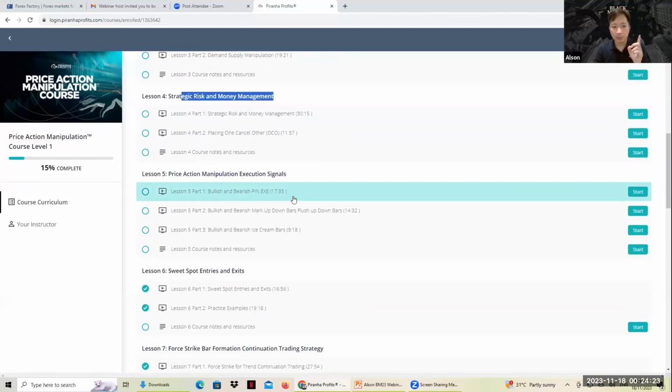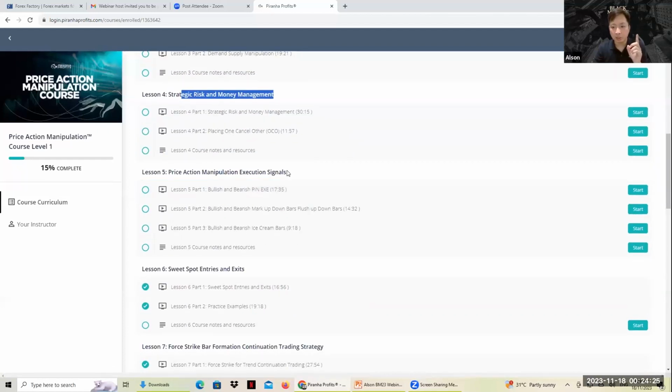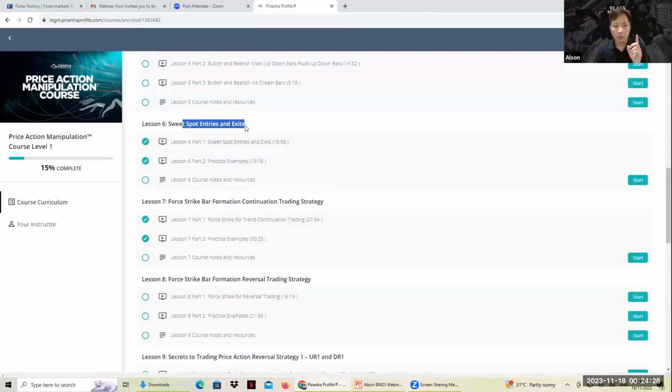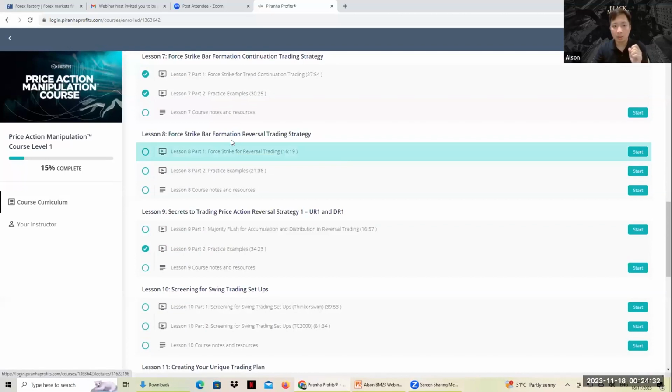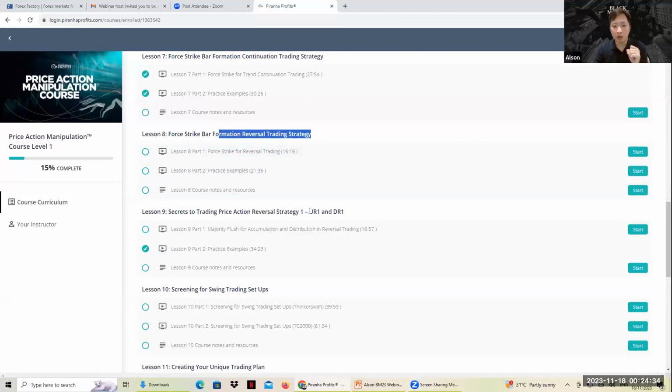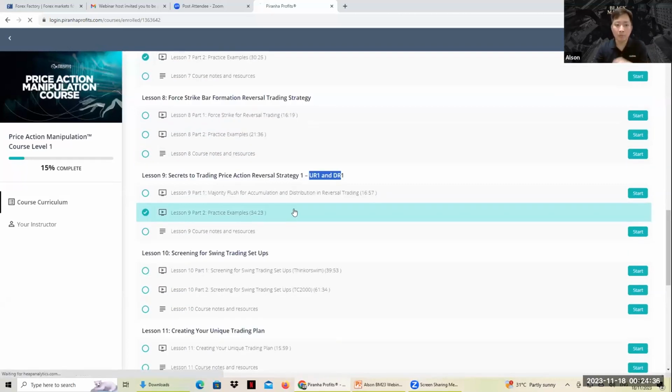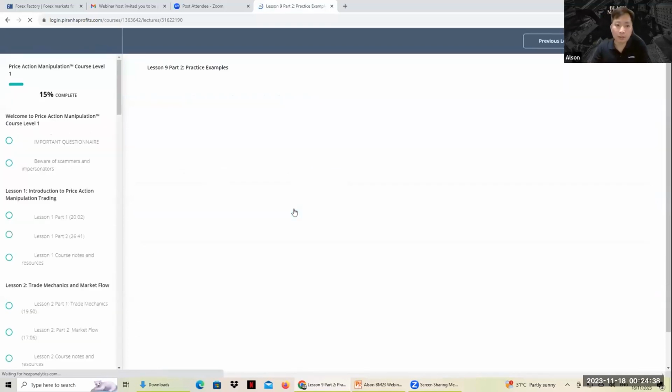Risk and money management, price action manipulation, execution signals, sweet spot entry, exit, continuation strategy for force strike with a lot of examples. Reversal trading with a lot of examples, UR1 and DR1. Maybe I can go into UR1, DR1 and show you guys an example.